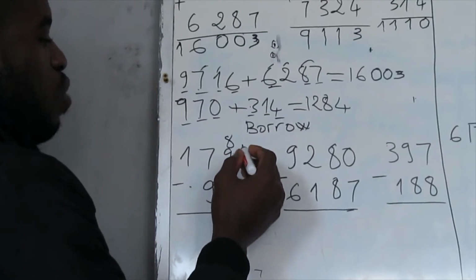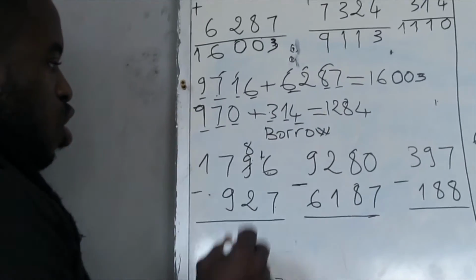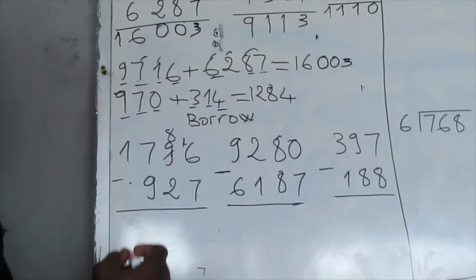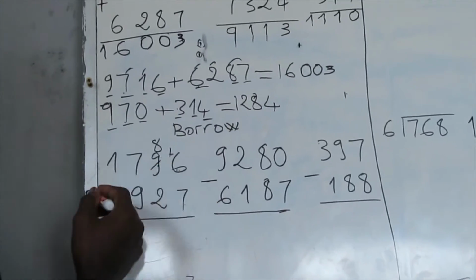Now we bring it here. When we bring it, it's like it's a 10. So please plus this 6 equal to 16 now. We have 16. 16 minus 7.